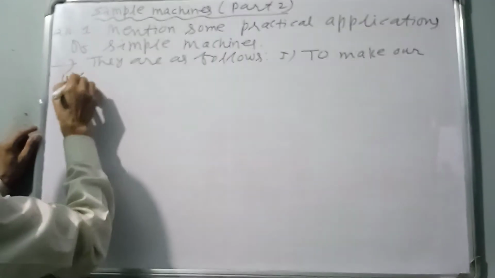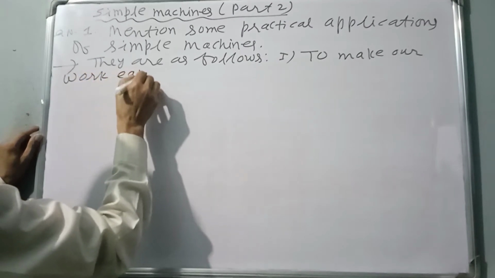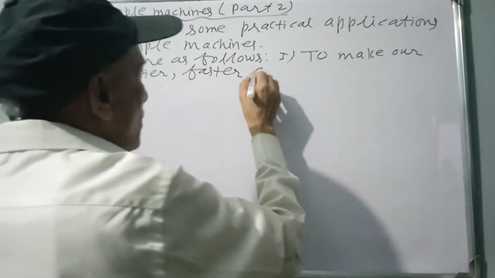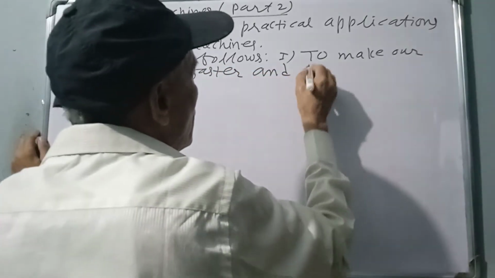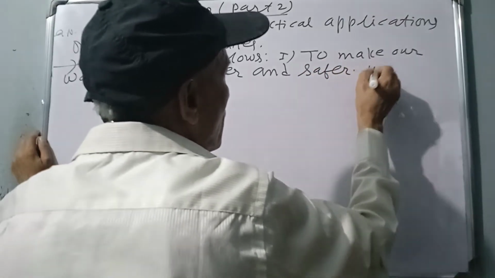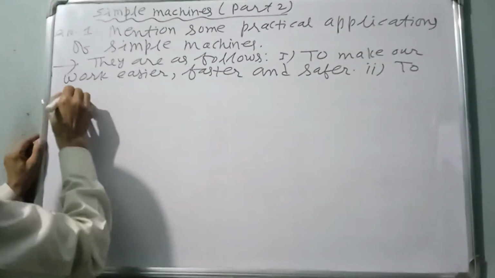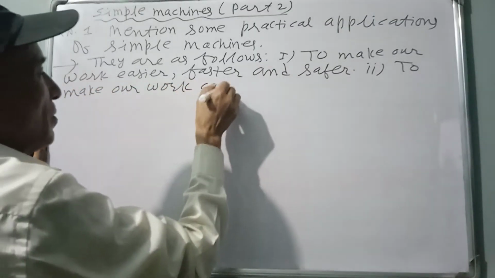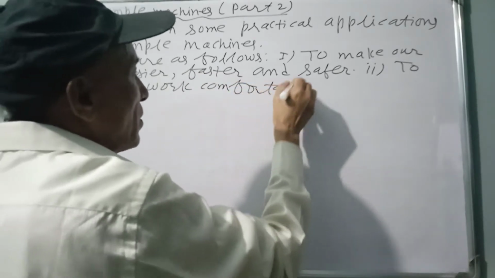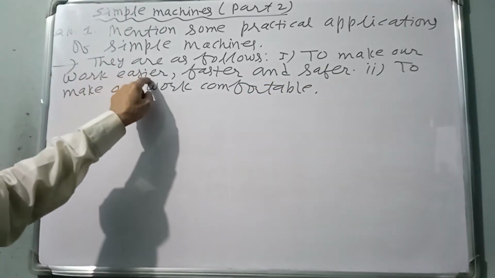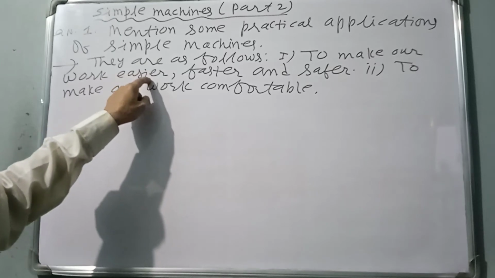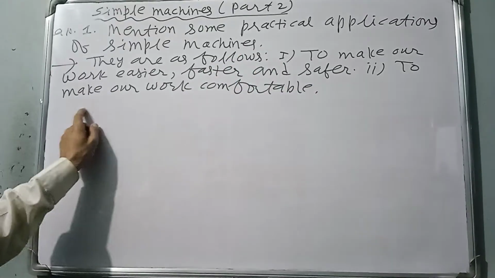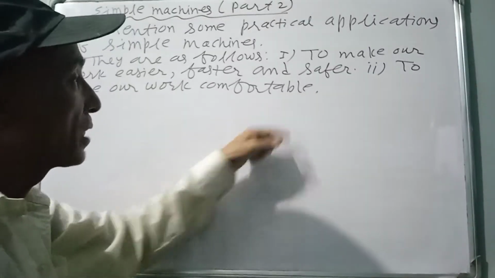To make our work easier, faster, and safer. To make our work comfortable. To make our work easier means easy, by using less force we can do more work, faster, less time, safer, not dangerous. To make our work comfortable.